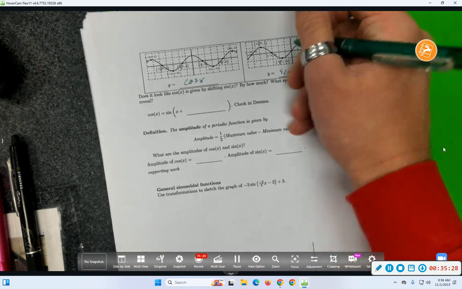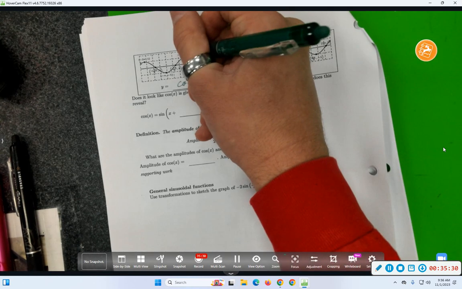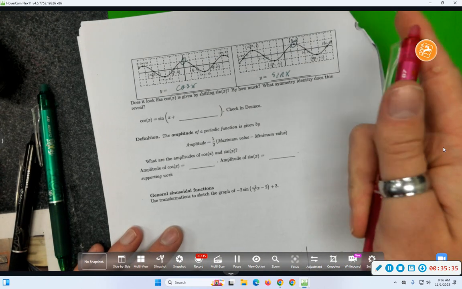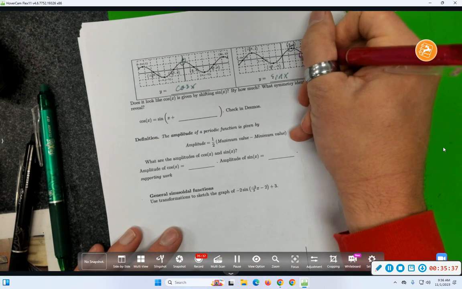Maybe here's a way to check. So these horizontal shifts won't change y values. They'll only change x values. So let's find some x values that seem to have the same y value.